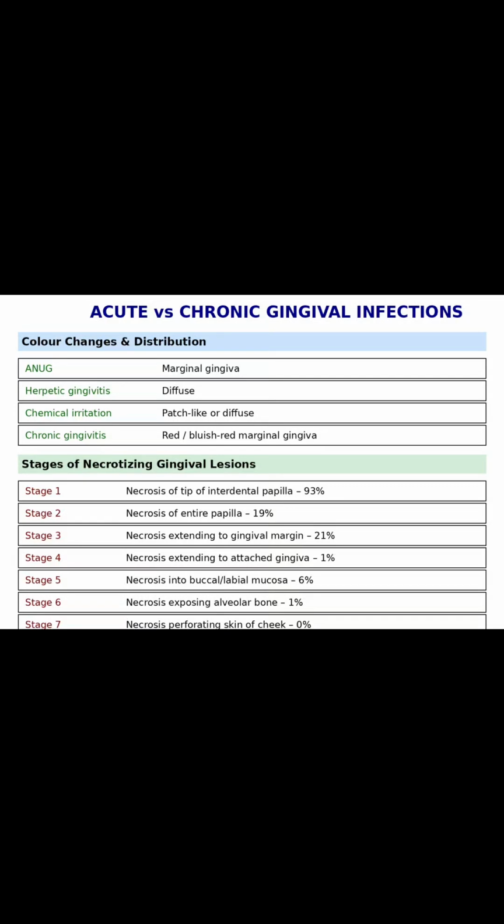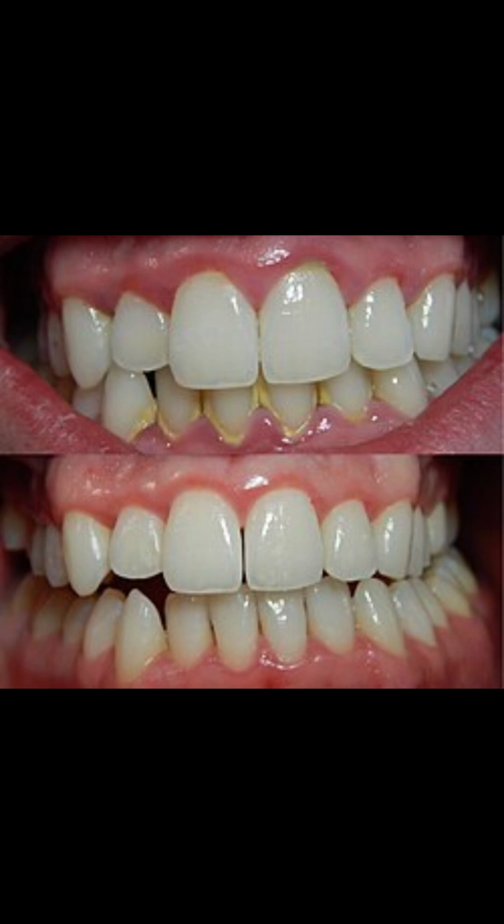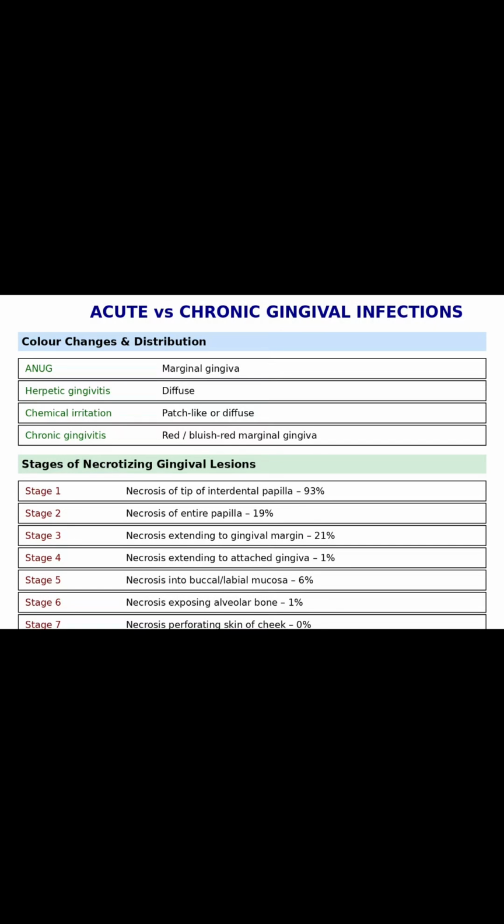Now, next is chronic gingivitis. What do we see in chronic gingivitis? We see red or bluish red discoloration confined mainly to the marginal gingiva. The bluish hue is due to venous stasis, reduced oxygenation, and long-standing inflammation. Unlike acute lesions, pain is usually absent or minimal and the progression is slow. So this is the differentiating feature of acute and chronic gingivitis.